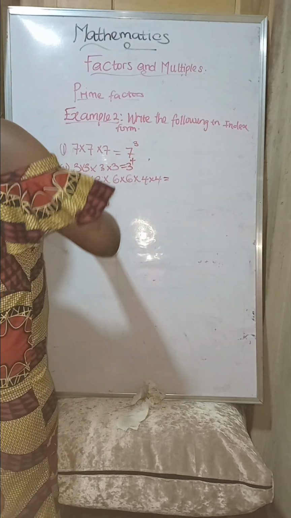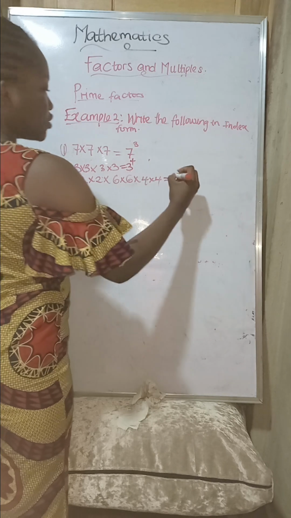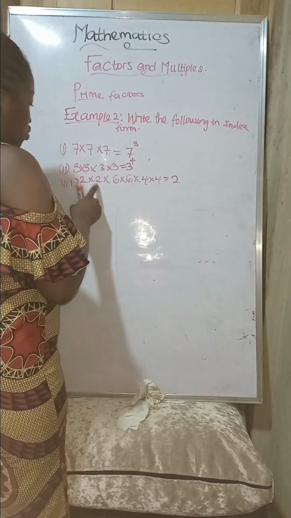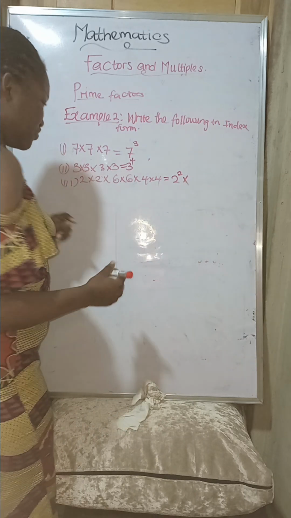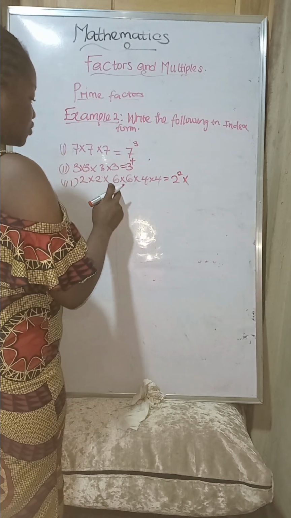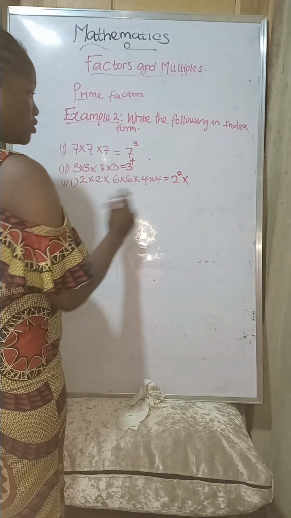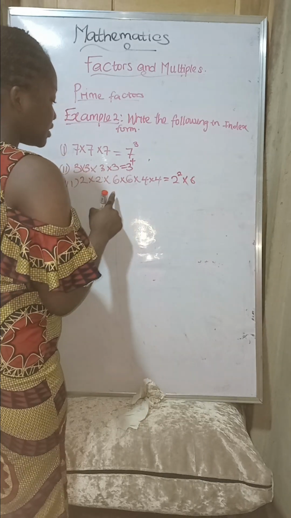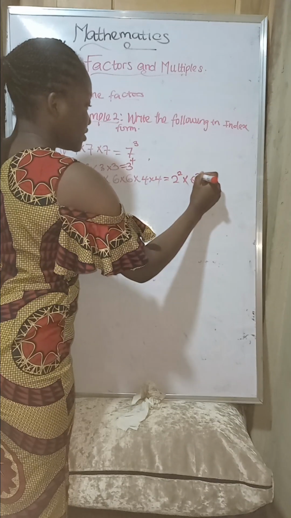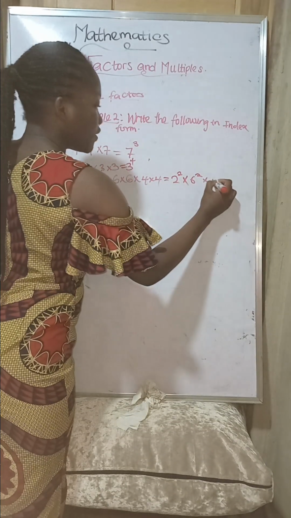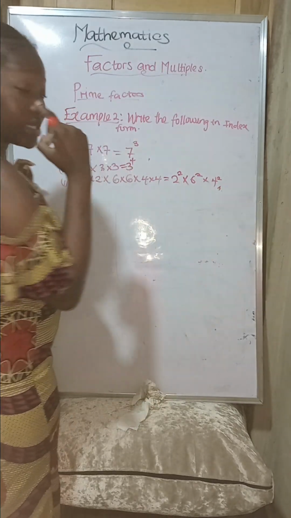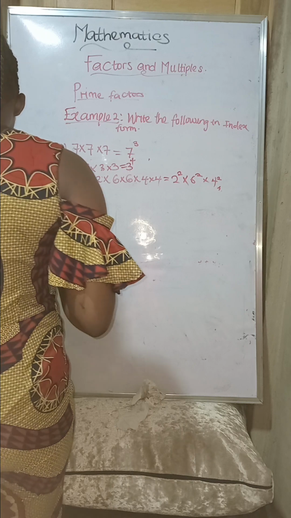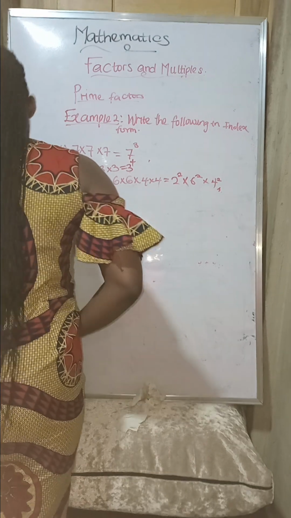So now the common number here is 2. How many twos do we have? 1, 2. You say 2 raised to power 2. Times, because we still have other sets of numbers. So the next one is what? 6. How many 6s do we have? 1, 2. Write it. The next one is what? 4. How many do we have? We have 2. So this is it in index form. That's all on index form.